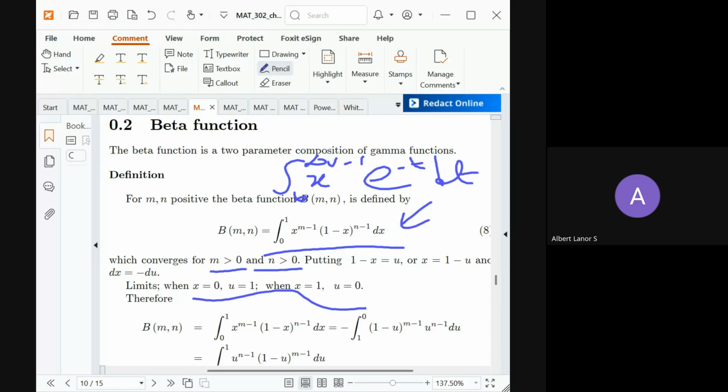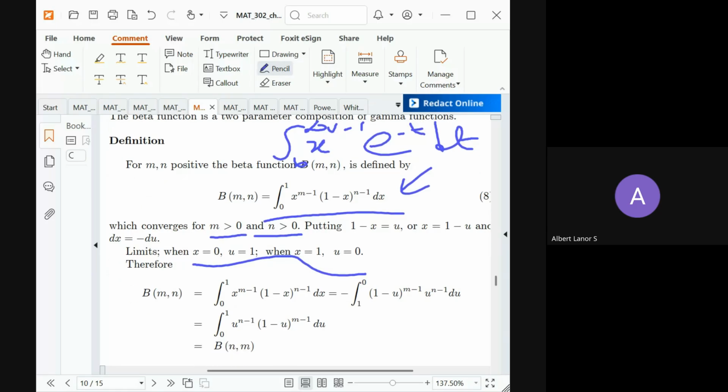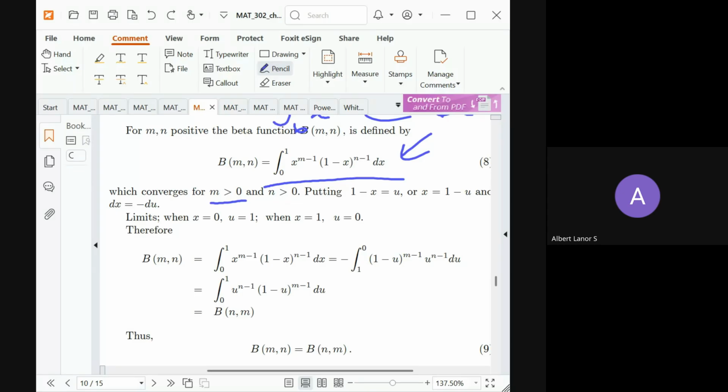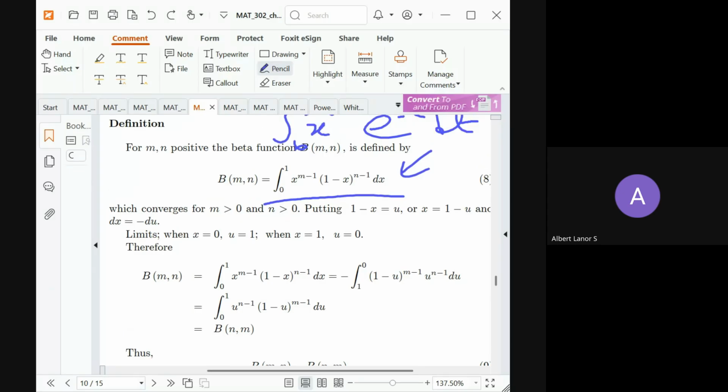So we're going to do the change of subject. Now, to show that the beta function is symmetric, you set 1 minus x to be equal to u. Now, when you do that, your x is 1 minus u. If you do that, you have (1 minus u) to the n minus 1, u to the m minus 1 du. Now, if you rewrite that properly, you have u to the m minus 1, (1 minus u) to the n minus 1 du.